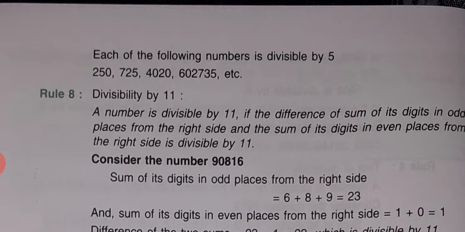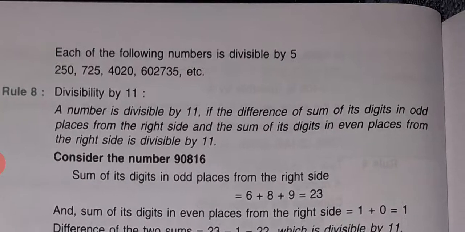Next, coming to rule 8, divisibility by 11. So what is the rule? It says a number is divisible by 11 if the difference of the sum of its digits in odd places from the right side and the sum of its digits in even places from the right side is divisible by 11.